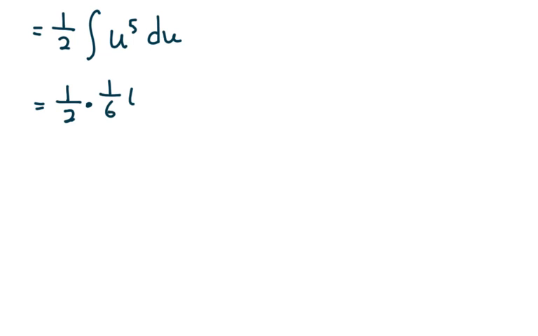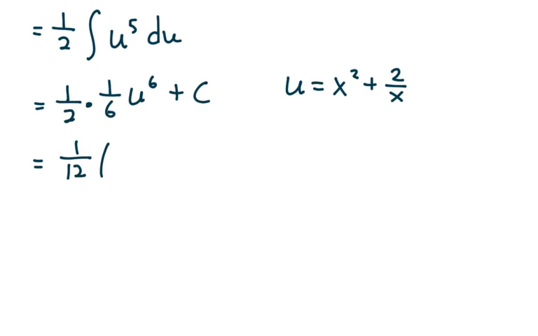And so I'm going to pull a 1/2 out of the integral, and I'm going to take the integral of u to the 5th du, which is 1/2 times 1/6 u to the 6th plus c. But u is what? x squared plus 2 over x. And so this is 1/12 times x squared plus 2 over x raised to the 6th plus c. That's how we do problem number 29.